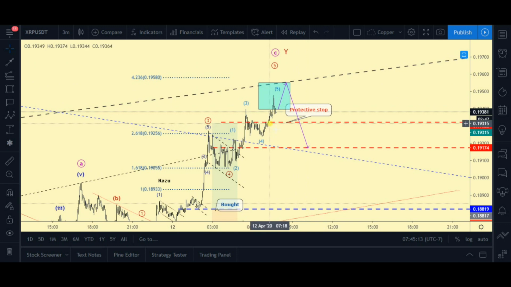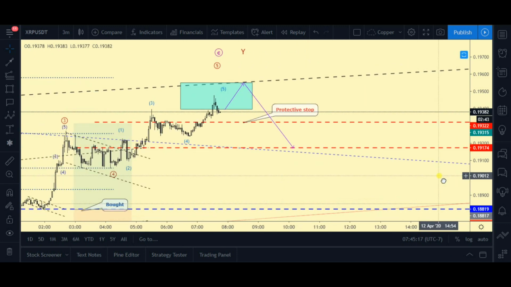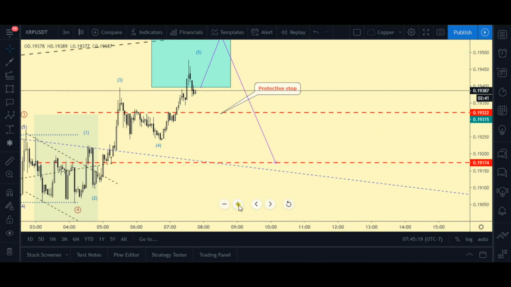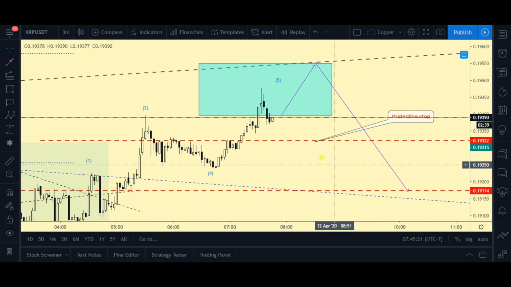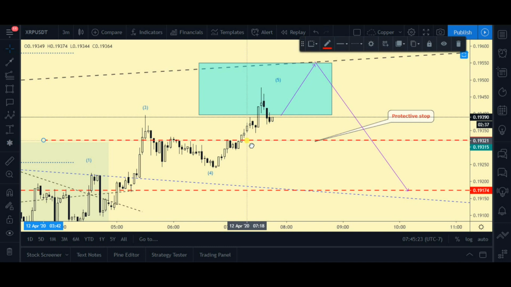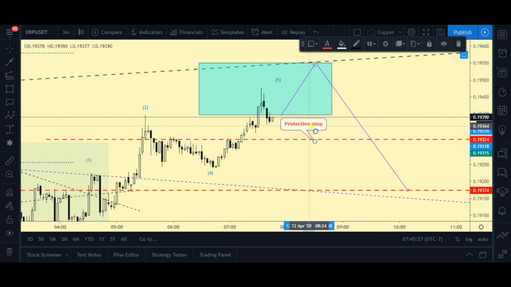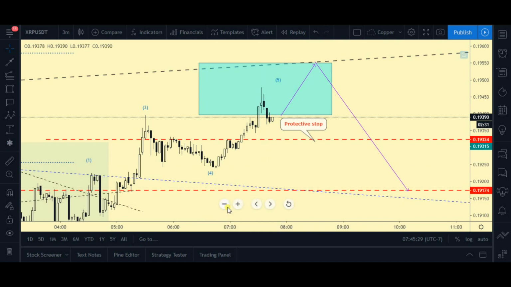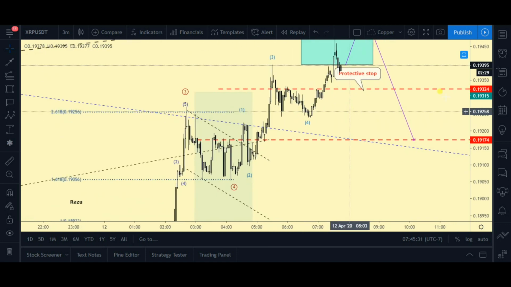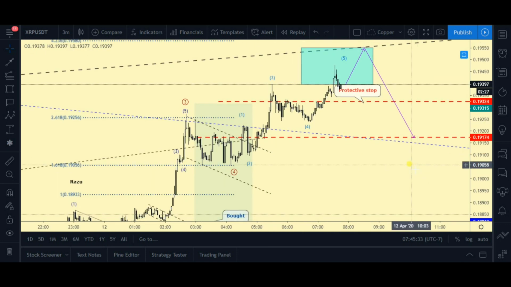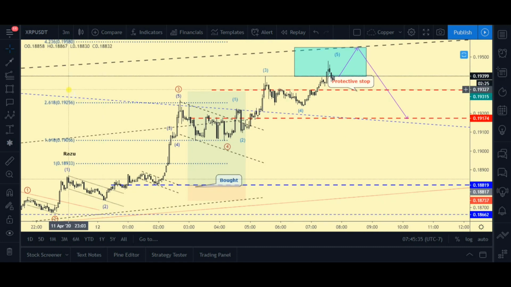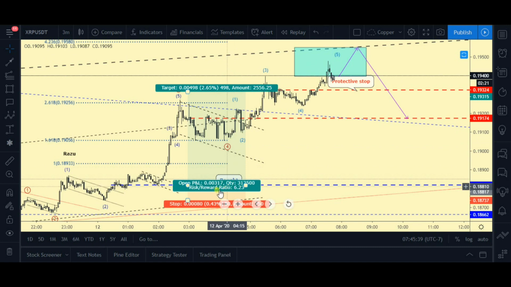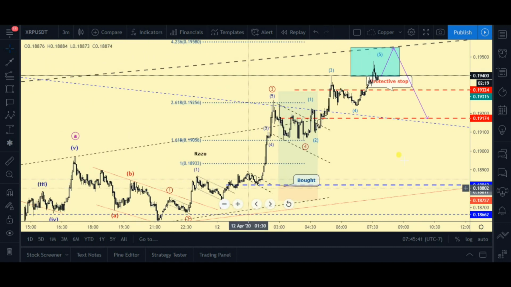But I've moved my protective stop right here at this point. This is the protective stop that I want to put here right now. So if the price breaks this support, I will book the profit. So for risking $1 you have a profit of $6. That's a very good profit margin here.